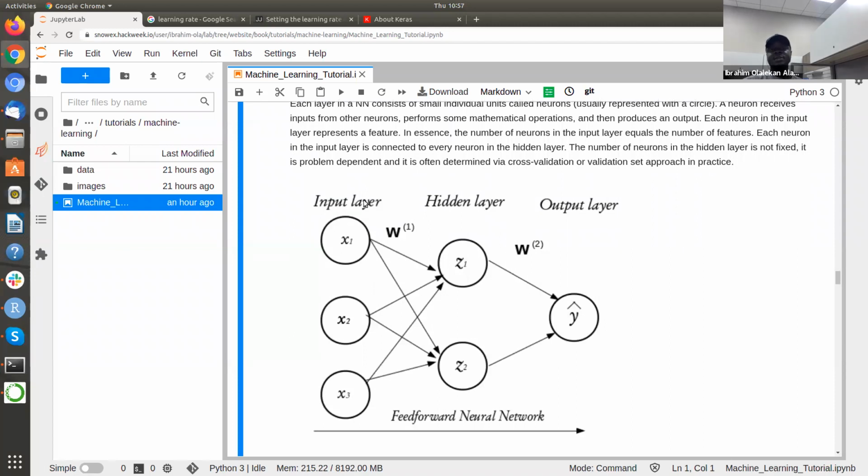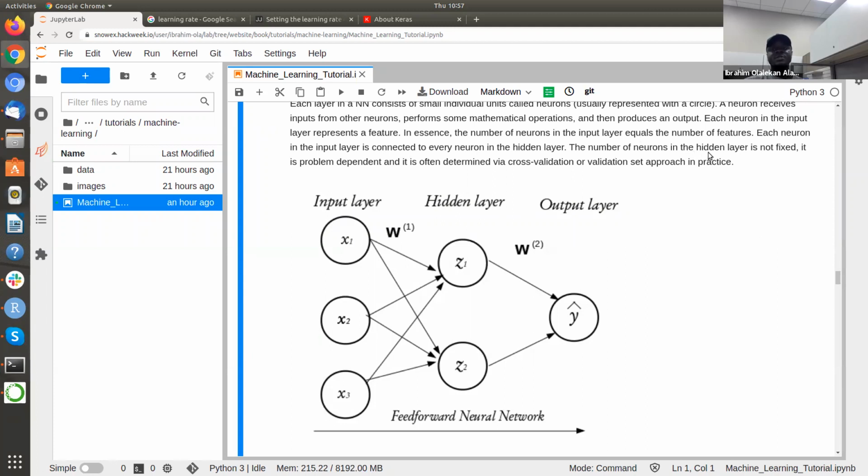So for example, in this problem we are trying to solve, or in this tutorial, we'll have 4 nodes in the input layer. And then each neuron in the input layer is connected to every neuron in the hidden layer. As an example, this is connected to this, is also connected to this. This is connected to this, and this is also connected to this.